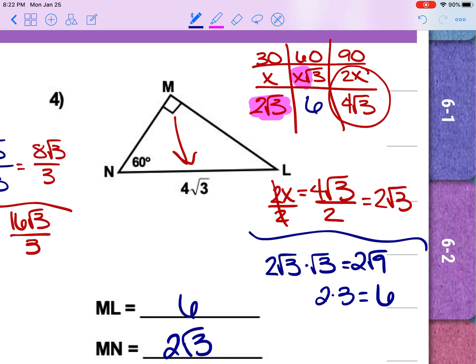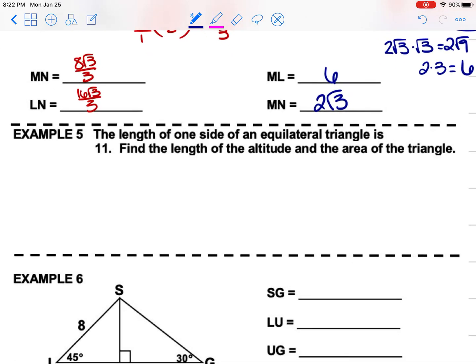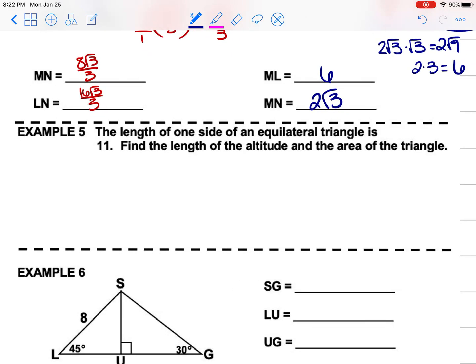So please set up your charts, please set up your equations and solve for x, and this becomes so much easier. Let's look here at example 5. It says we have an equilateral triangle. We know that's a triangle where all sides are the same. One side is 11. They want the length of the altitude. We know altitude is another word for height. And they also want the area of the triangle.